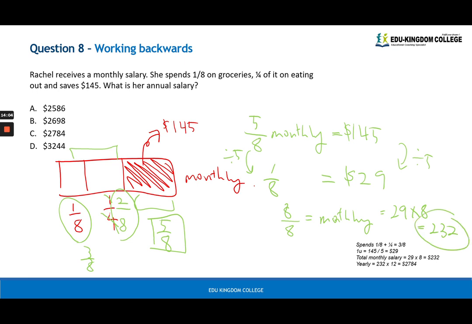So every month you get $232. You have to times that by 12 for the annual salary every year, and you should get $2,784, which is option C.